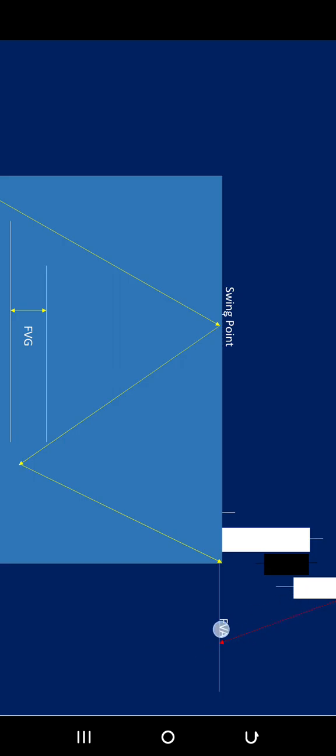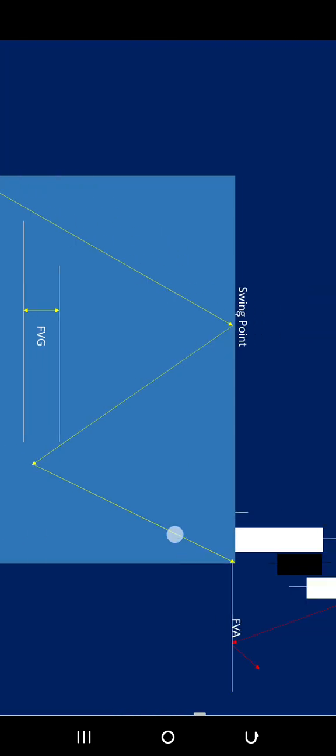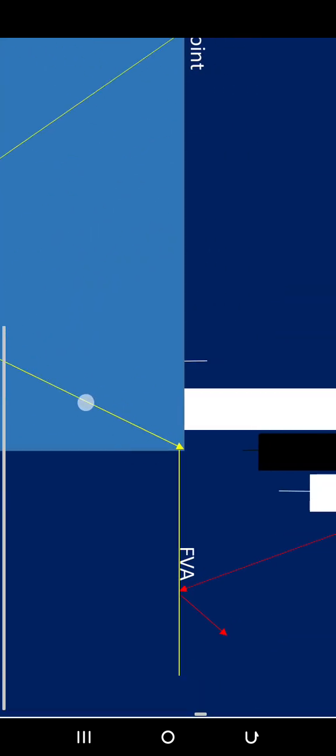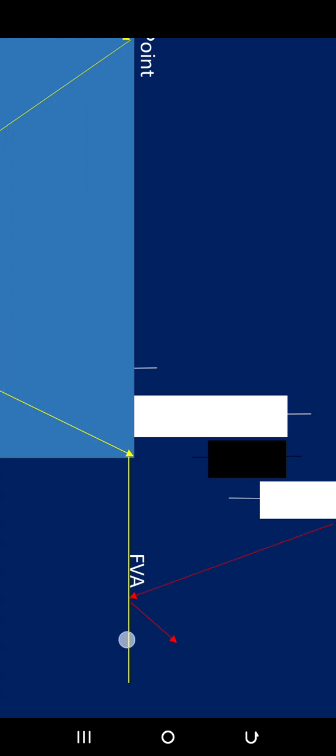Now this zone has the tendency of rejecting price upward again. Can you see? So when price gets to this fair value area, which is another strong zone in the market, it has the tendency of rejecting price. If it is strong enough, it's going to reject price. This is another opportunity for you to take another buy.